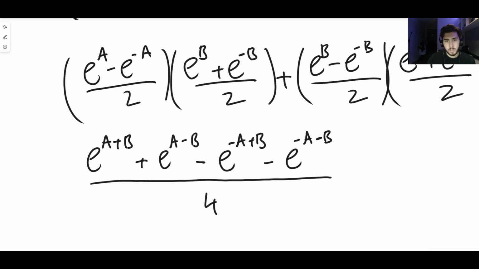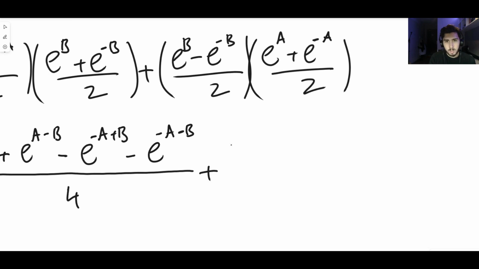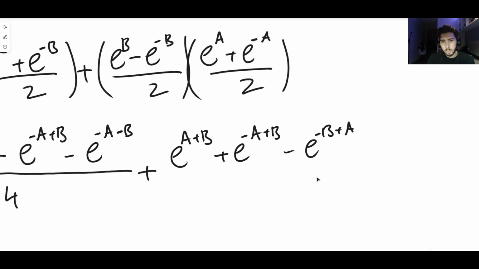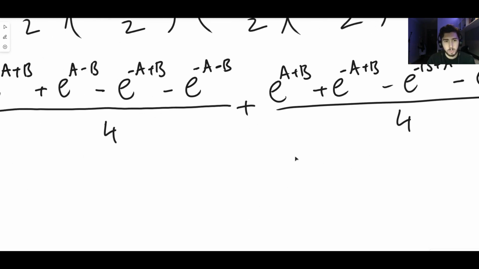That's the first one, okay? Just using FOIL, expanding out. The next bit is going to be plus e to the a plus b. Outside is going to be plus e to the minus a plus b. Inside is going to be minus e to the minus b plus a, and then finally, the last one, sorry, we've got minus e to the minus a minus b. And again, that's all being divided by 4, okay? All being divided by 4.